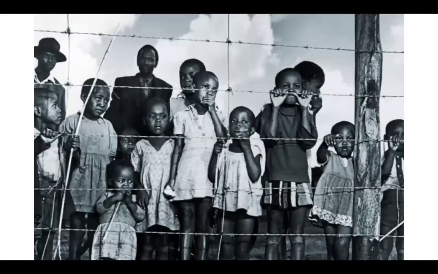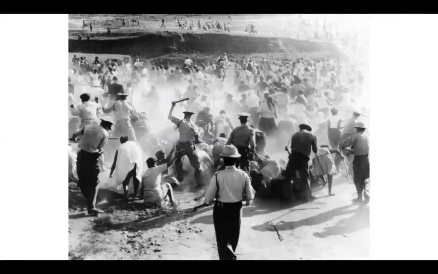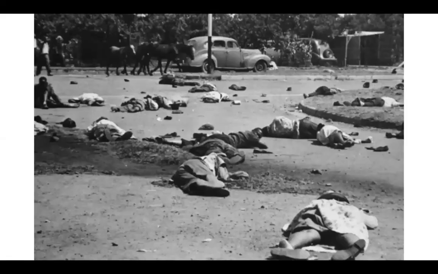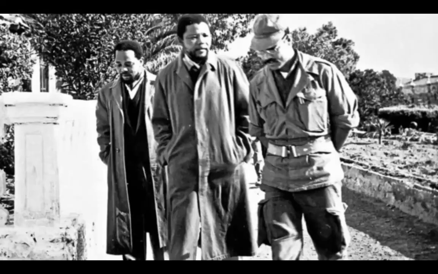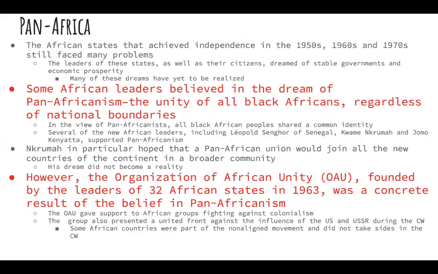Protests. This is a picture from Sharpeville. Pictures from Sharpeville. Nelson Mandela. I put Nelson Mandela getting arrested. This is Nelson Mandela right here in the middle.